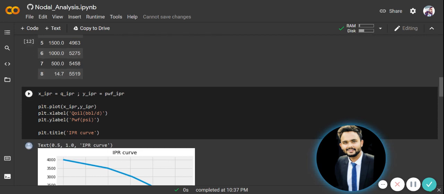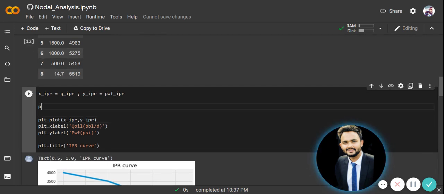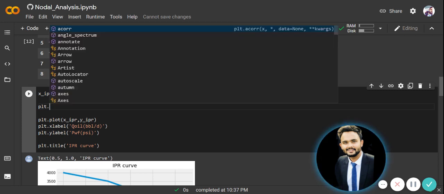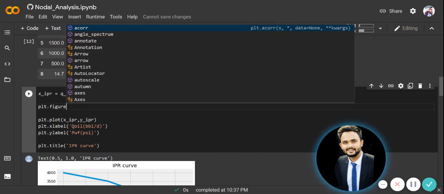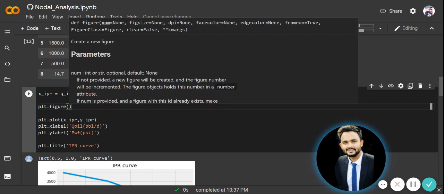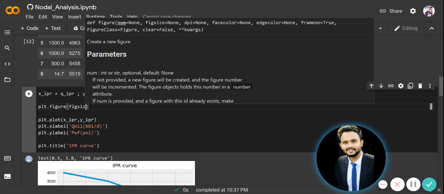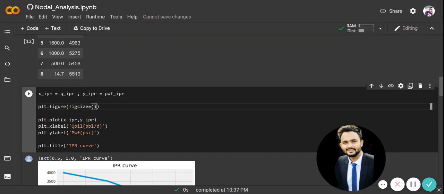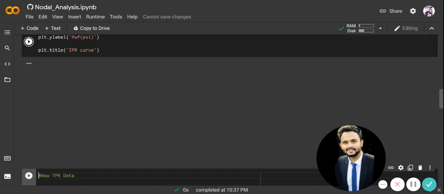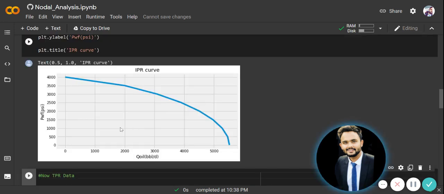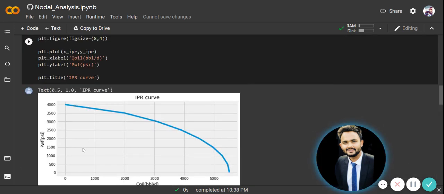What if we want to change the figure size? We can do it something like this. You don't need to remember this, guys. This will get better and better as we go on practicing. plt.figure. Colab also provides a guideline. As you keep on typing commands, it provides suggestions on what can be typed next. So figsize equals, let's say I want 8 comma 4. So 8 is the horizontal length and 4 is the vertical height. Let's see how it looks. Nice, it looks really nice now. So this is my IPR curve.